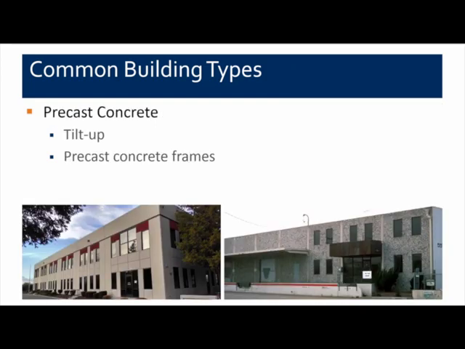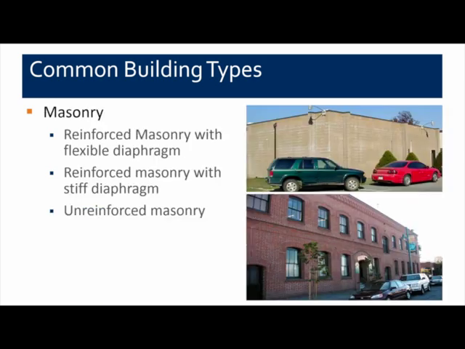Precast concrete is also fairly common in our building stock. The two photos that you see here are tilt-up construction, where the walls are cast on site and then tilted up into their final location. Also within this building type are precast concrete frames that are generally cast in a fabrication yard and then erected on site.